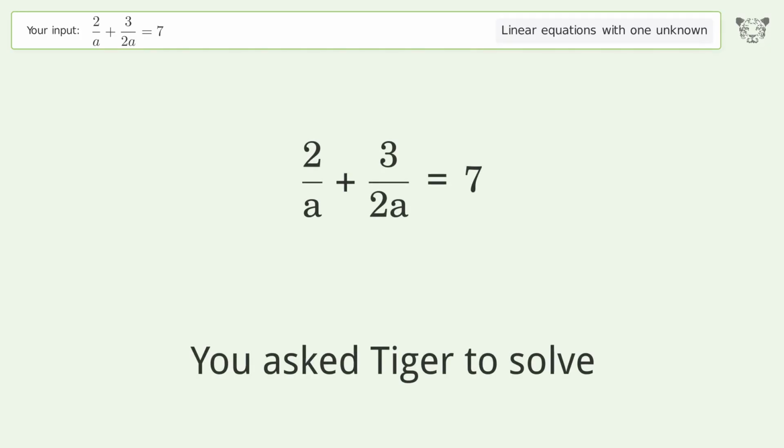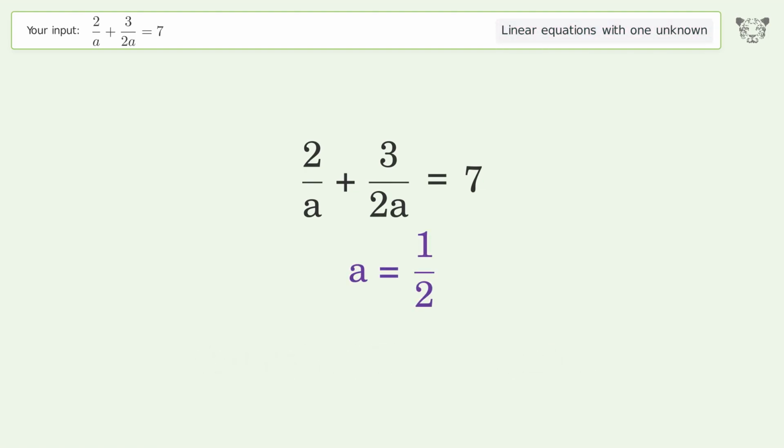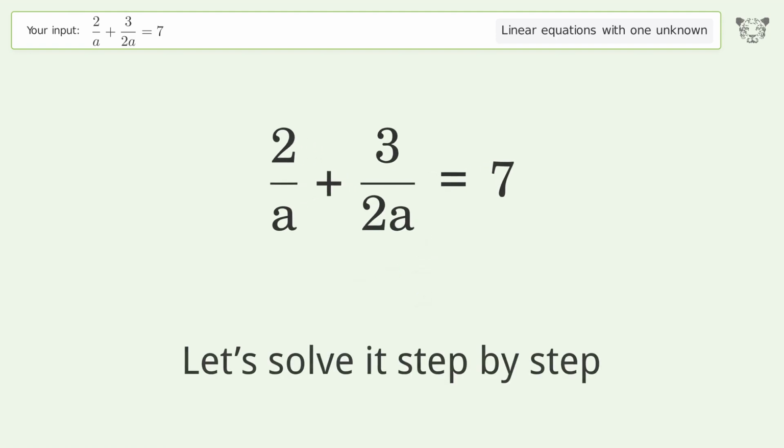You ask Tiger to solve. This deals with linear equations with one unknown. The final result is a equals 1 over 2. Let's solve it step by step.